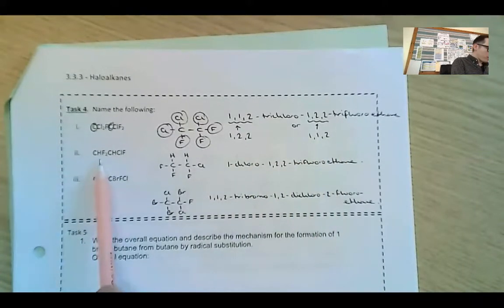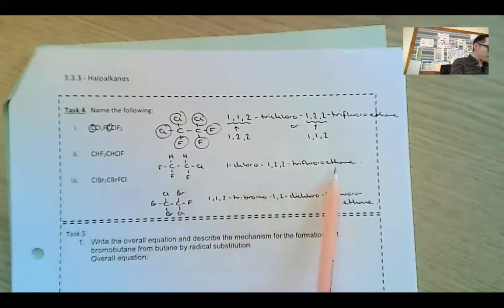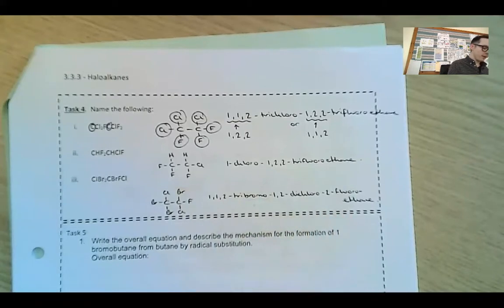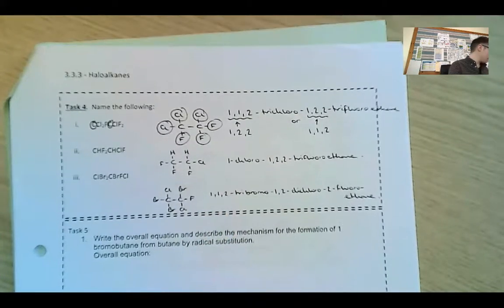The next one, we've got a molecule where there's 3 fluorines and 1 chlorine, but of course we've got to be alphabetical. So 1-chloro, 1,2,2-trifluoroethane. And then finally, we've got a molecule where we've got 3 bromines, 2 chlorines and a fluorine. And these also need to be alphabetical. So 1,1,2-tribromo, 1,2-dichloro, and then 2-fluoroethane. And remember, commas between numbers, dashes between letters and numbers.